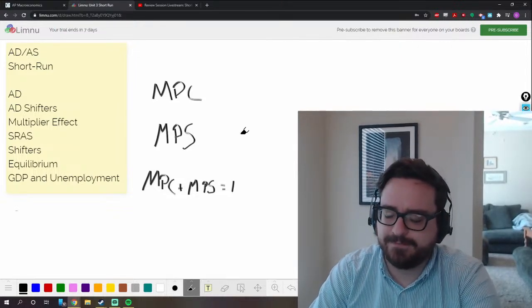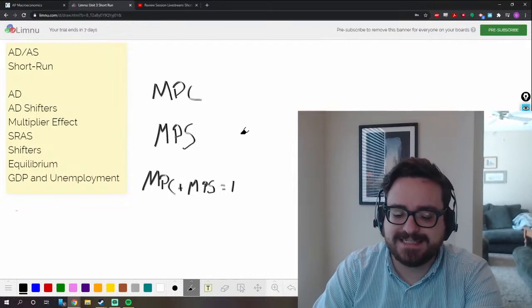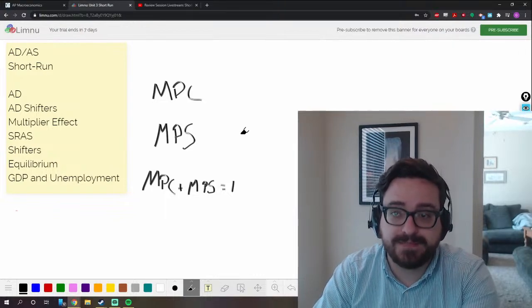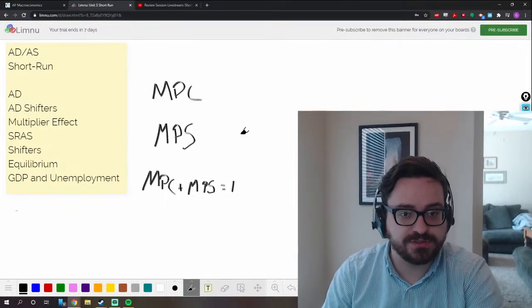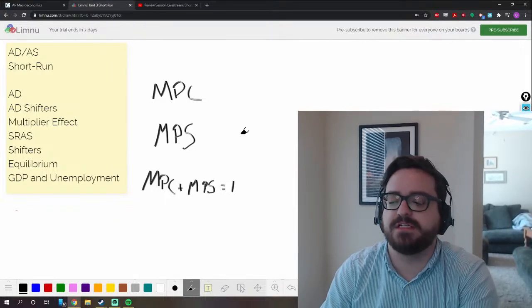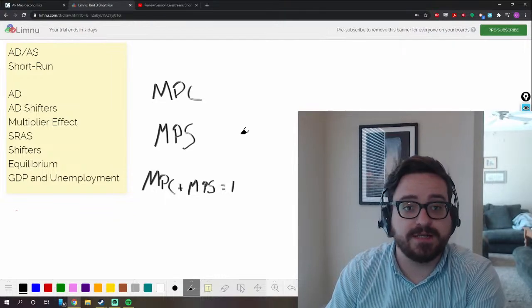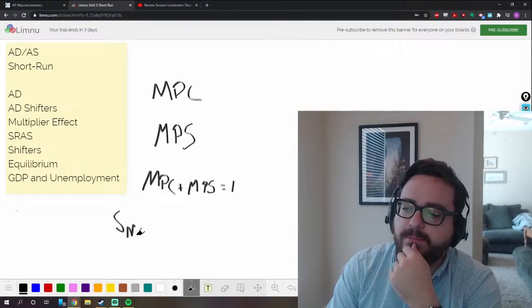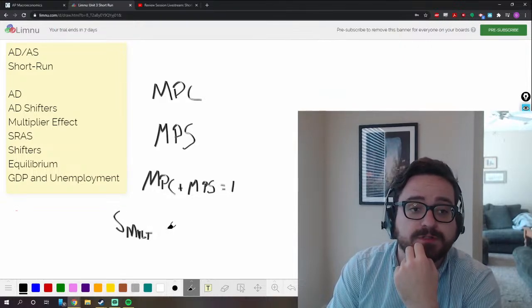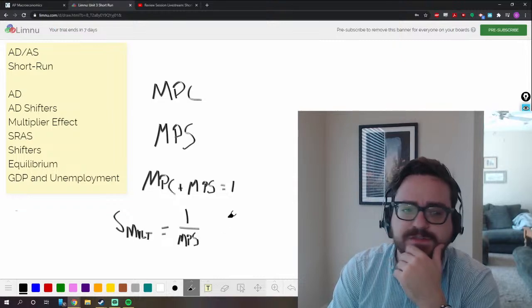Now, along with that MPS plus MPC equals 1, we get the multiplier itself. When we say the multiplier effect, the idea is that there will be a much larger impact than you would guess when it comes to GDP changes. What happens is that you have the initial change in spending, like the $100 that I gave as an example, and then you multiply it by a particular number, and that'll tell you how much GDP could end up being changed by. The spending multiplier, I'm going to write S mult, is a multiplier used whenever it's a spending problem. It's 1 over your MPS, the reciprocal of your savings.